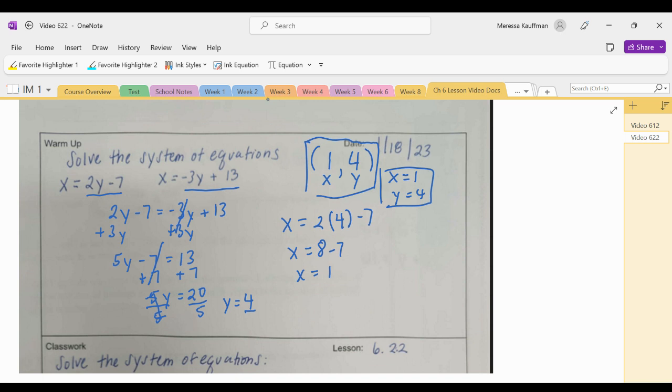So again, this is called the equal values method. I do not want you to memorize this. I just want you to understand how to use this to solve a system of equations efficiently without too much work.